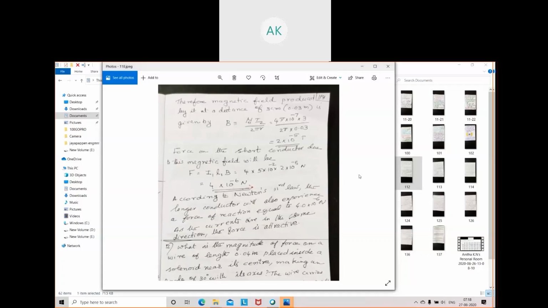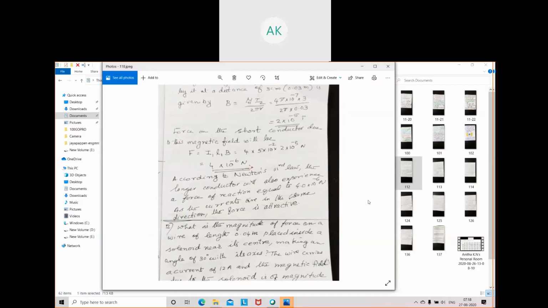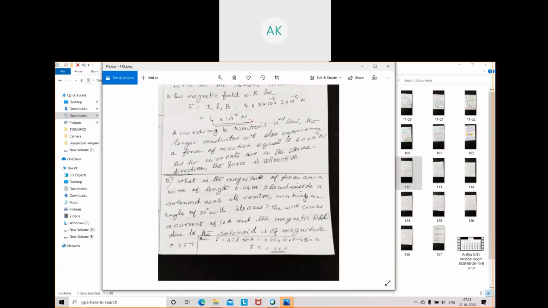That is one more. And we will be doing another problem of similar type. Next question. What is the magnitude of force on a wire of length 0.04 meter? So when you read, you can write all the quantities. Length equal to 0.04 meter, placed inside a solenoid near its center, making an angle of 30 degrees with its axis.